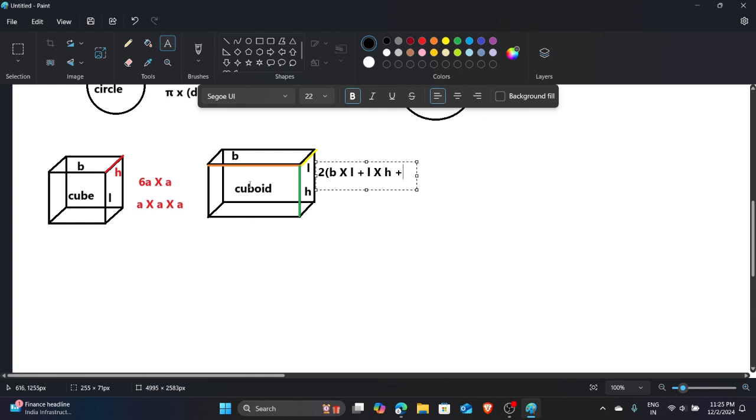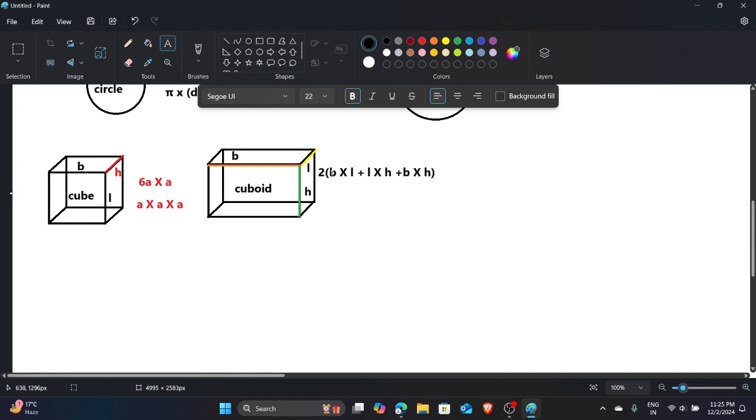Now the remaining part is this, the face which is shown to us, and similar is the back part. So what is it? Breadth and this height. So simply breadth and height. So this is nothing but the formula of the area of a cuboid. And the volume of a cuboid is so simple.